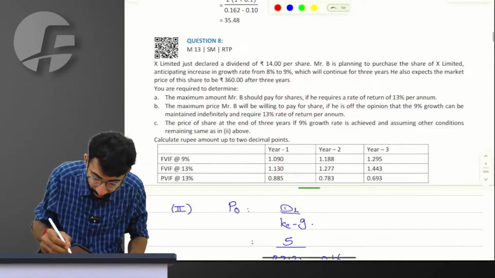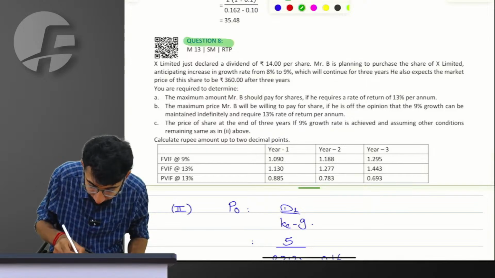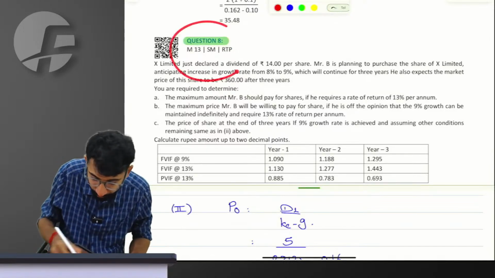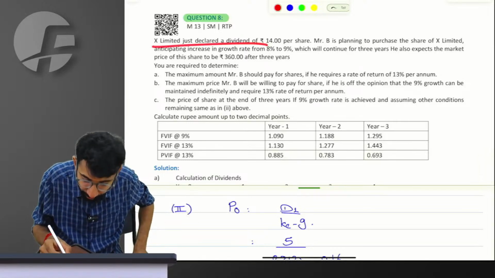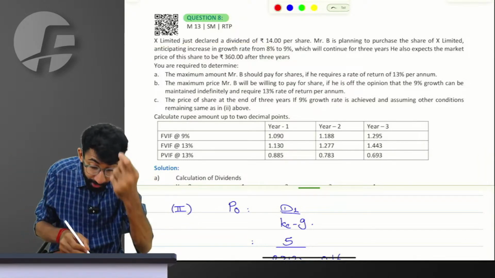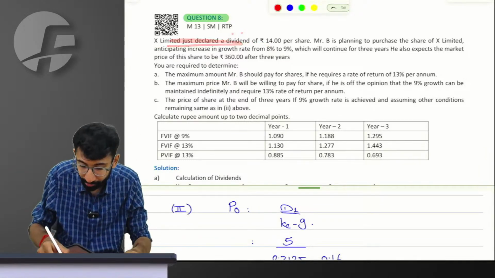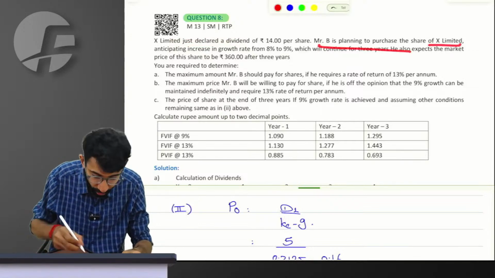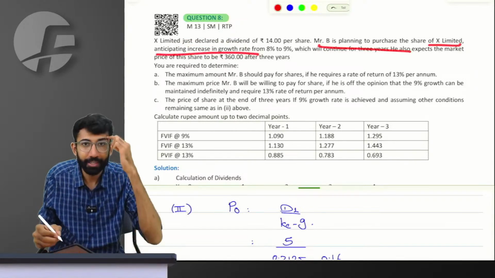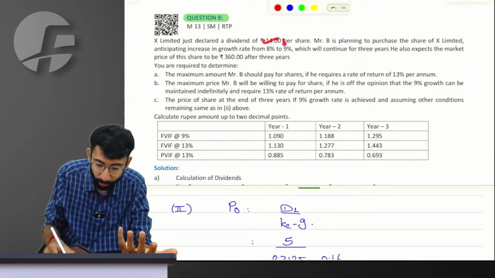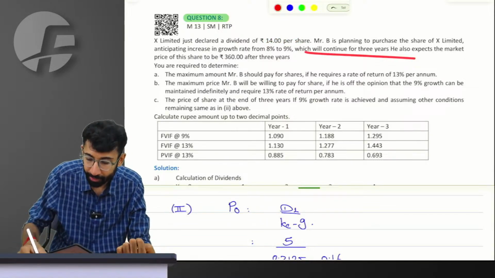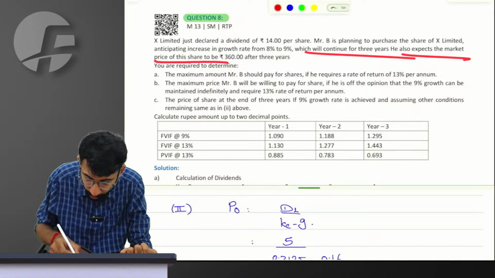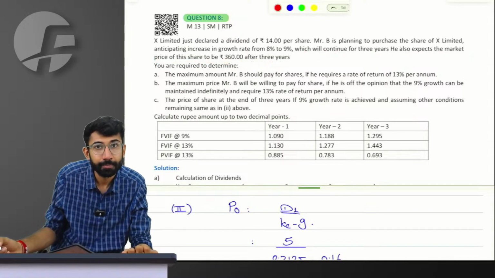Question number 8 is a good question, we will do it in the classwork. Not notebook, but classwork. Please be here. Question number 8: X Limited just declared a dividend. Look at the language, just declared. It is D0. Mr. B is planning to purchase a share of X Limited, anticipating that the growth rate will increase from 8 to 9%, which will continue for 3 years. He also expects the market price of the share to be 360 after 3 years.